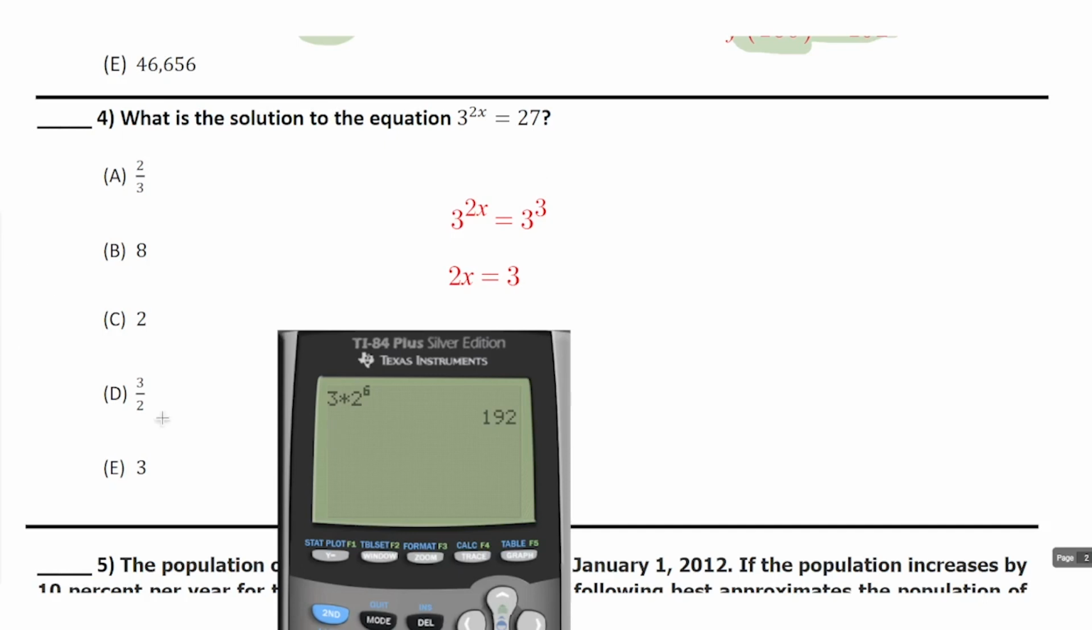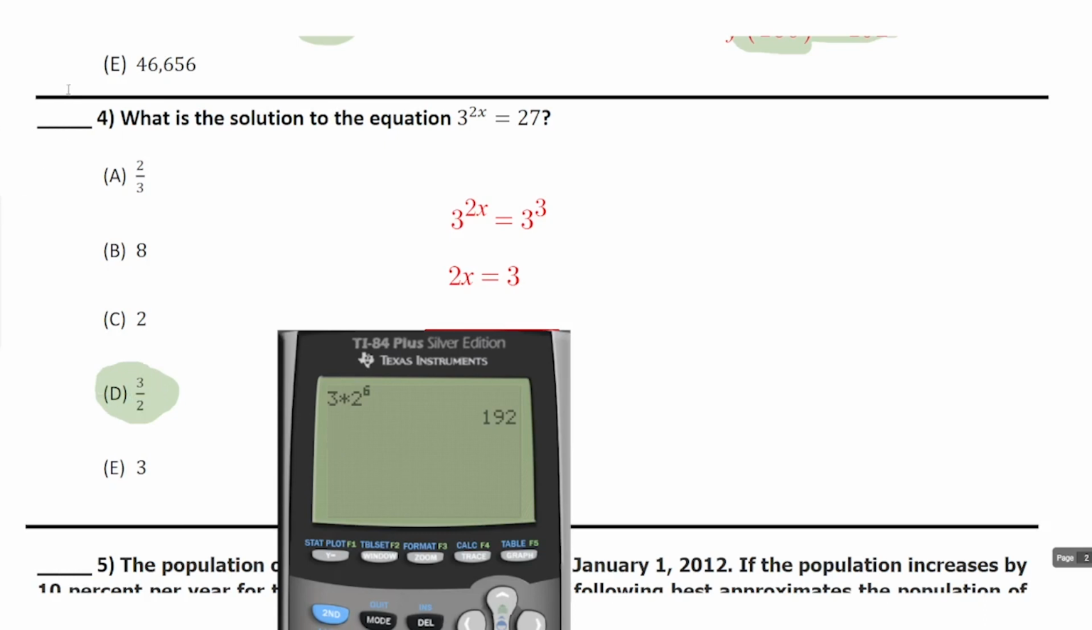There is another way you could work this out, but this way is so easy. There's literally one, two, three steps. It's not very difficult. You don't have to know how to set up an equation or anything. You just have to recognize that 27 is a power of 3.